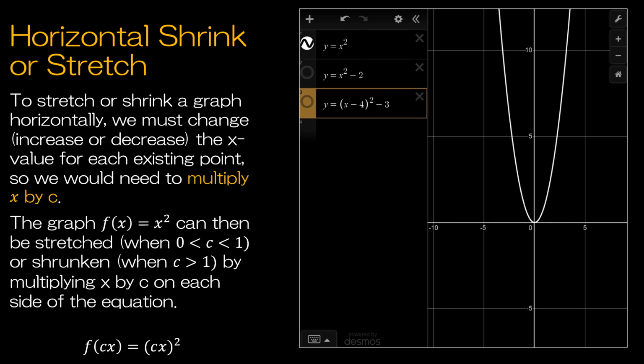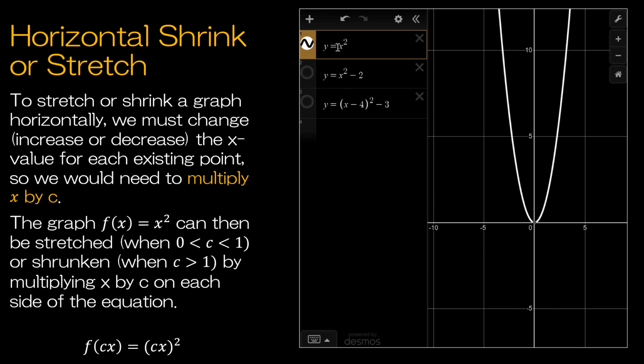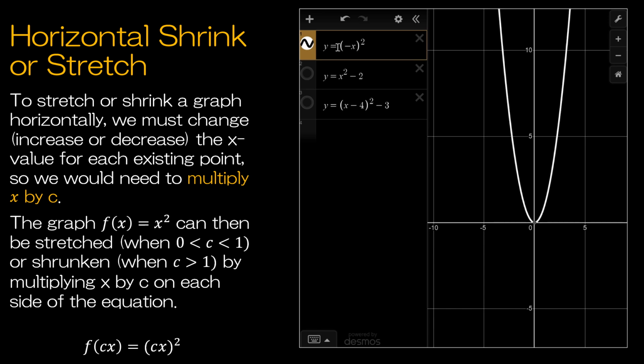Now, what's going to happen is we already know what happens when I have a negative on the outside, and that flips it upside down. And if I have a negative on the inside, because this is already an even function, nothing's going to happen. However, we're now going to multiply the x value by some constant value, and whether it's negative or not is not going to be the issue. Whether it's between 0 and 1 or greater than 1 is what the issue is going to be. So obviously, if I put a 1 there, that's the same thing as x squared.